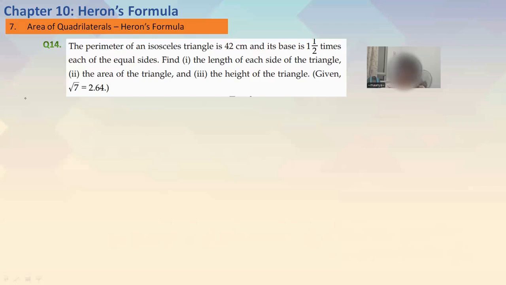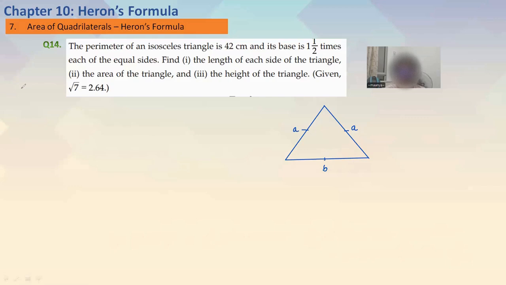Okay, so let's have a figure drawn. It's an isosceles triangle, right? Yes. Perimeter is given. The base is 1.5 times each of the equal sides. What do you understand by that?